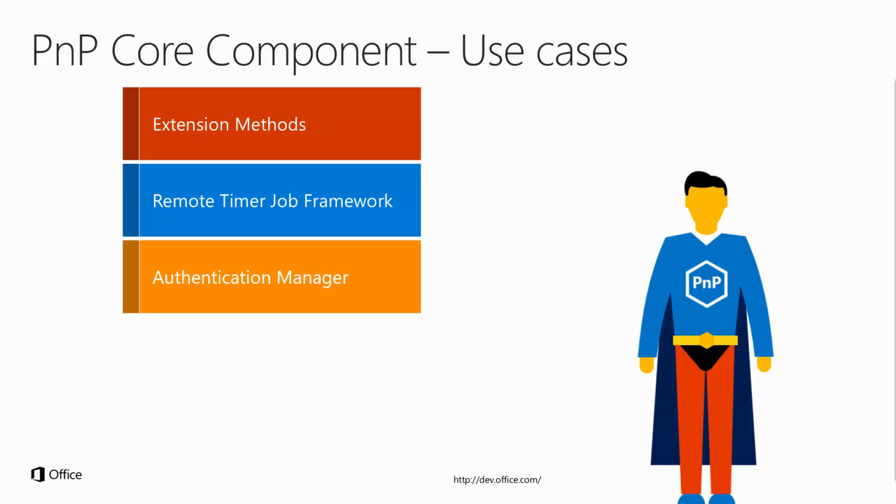The PnP core component also includes the Authentication Manager, which will help you to authenticate against SharePoint Online or on-premises, regardless of the authentication model used. So you can use the Authentication Manager to abstract the complexity, as an example, when you are using Azure Active Directory-based authentication to SharePoint Online. Or you might want to use the Authentication Manager to simplify access to SharePoint on-premises if you're using ADFS as your identity manager.